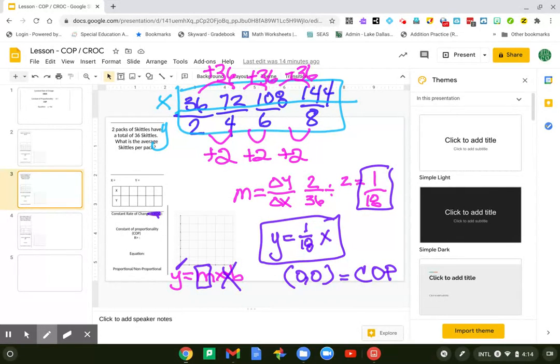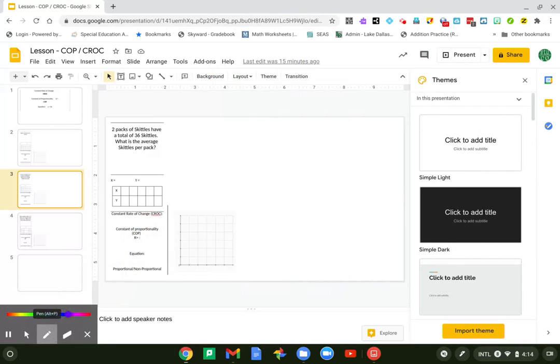So this is your equation. It does have a constant rate of change, but this one actually has a constant proportionality because it's going through 0, 0. We've written the equation here. That is my y equals 1/18 x. It goes through 0, 0, so yes, it's proportional. And if I were to graph this, for every 1 bag of Skittles, I'm going to get 18 Skittles, and so on and so on. I hope this is starting to make a little bit of sense.